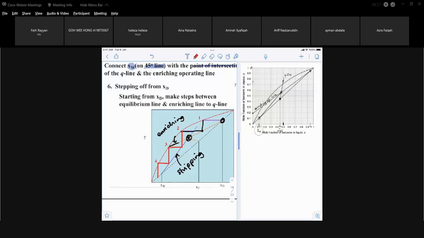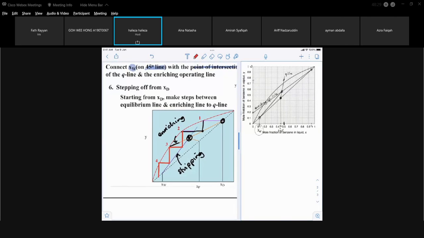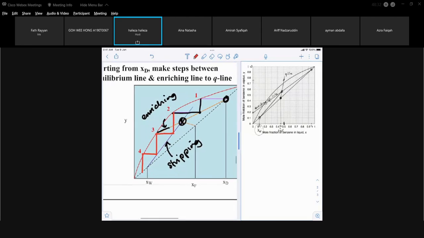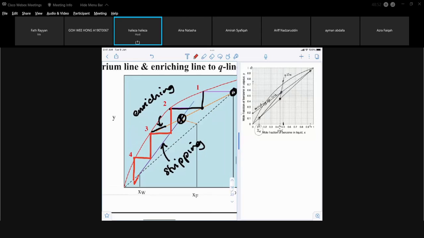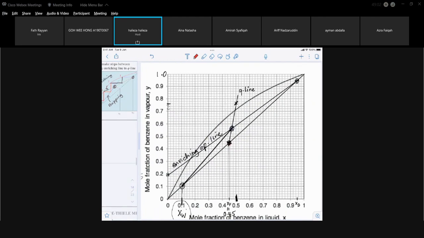So in this case, I have 1, 2, 3, 4. It's not really completely 4 stages. If I extend this roughly, that's about 3.7 or 3.6 stages. So theoretically, the number of stages or trays that I need for this separation for the graph here is about 3.6 or 3.7 theoretical stages. That's how you get your number of theoretical stages. So we're going to do the same thing for our example.